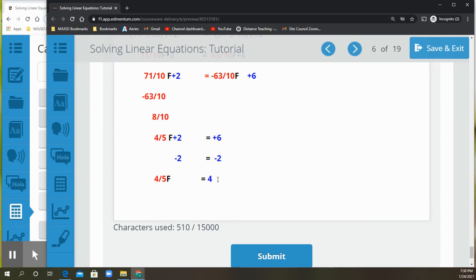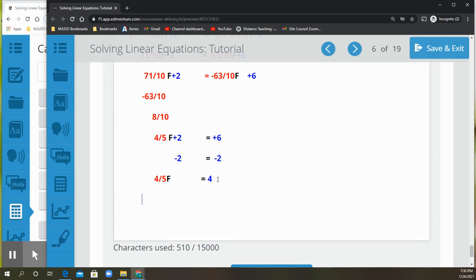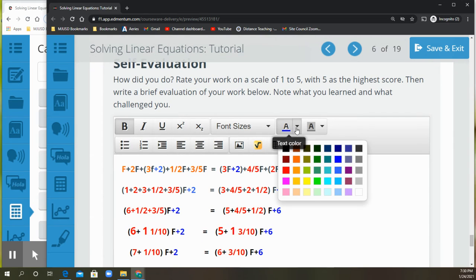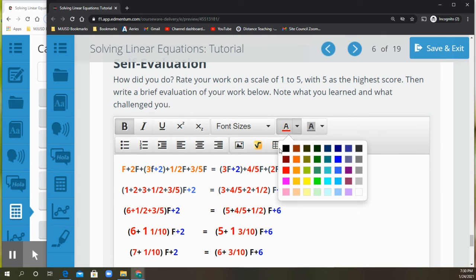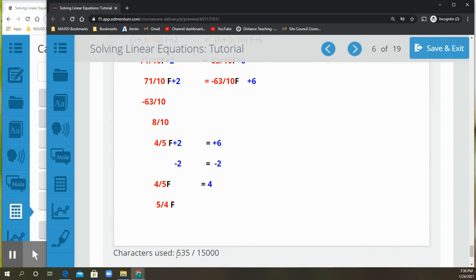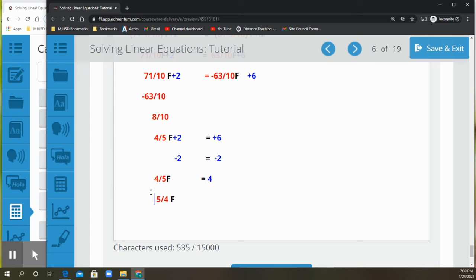down here, I'm going to multiply by 5/4, and that's going to be red, and then we've got the F. All right, so we've got to multiply to undo it. I did the math on the other one and showed you how to do it. I'm not going to go through that again, but if you need help on it, ask me.